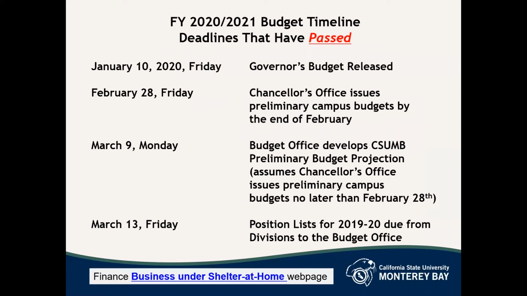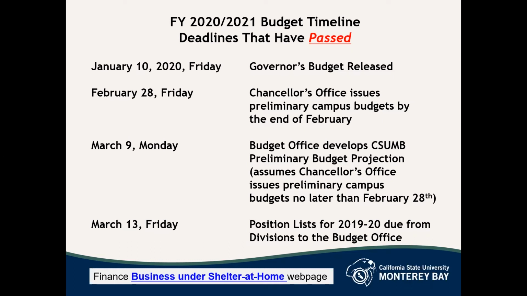I just want to talk a little bit about how the current situation has changed our budget timeline. This slide here is just the deadlines that have currently passed already. On January 10th, we did get the governor's budget. February 28th and March 9th, those two things didn't really happen because the chancellor's office told us early in February that they probably wouldn't be sending the campuses any communications because we expected the budget to be flat. And given that the bargaining units' salary negotiations are all still open, we don't know what that means yet. So we're just continuing on in a flat status until further notice.